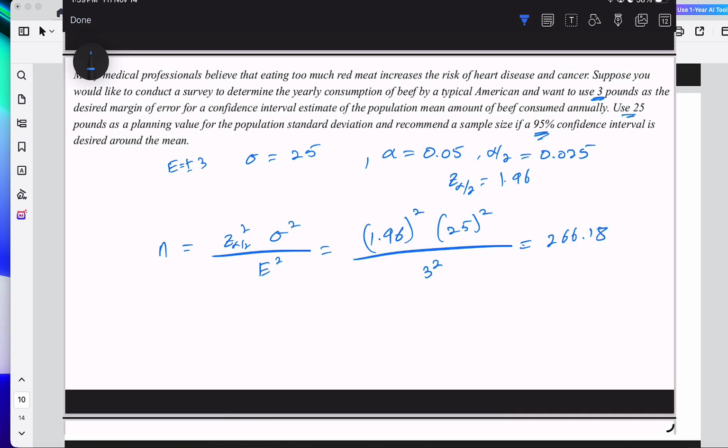266.18. So our sample size should be at least 267 for us to get a confidence interval that is plus or minus 3 of the population mean at a 95% confidence. So again, a very practical implication of how to determine the sample size to conduct a survey to get a certain margin of error.